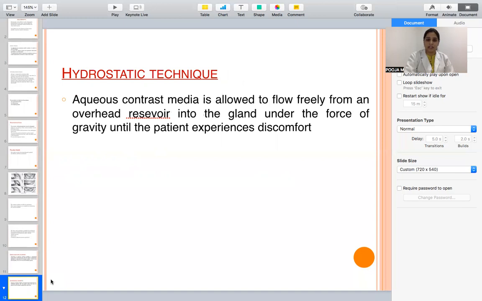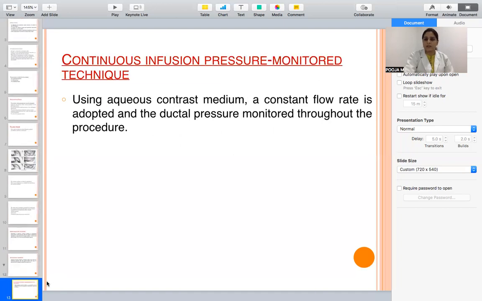Coming to the hydrostatic technique, in this technique they use an overhead reservoir. That reservoir is loaded with the contrast medium. Through that overhead reservoir, the contrast medium is injected under the force of gravity. There is a continuous flow of the contrast medium under the force of gravity until the patient experiences discomfort. Once the patient experiences discomfort, the injection of the contrast medium is stopped in the hydrostatic technique.